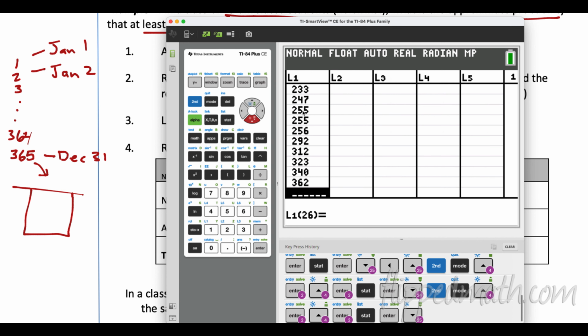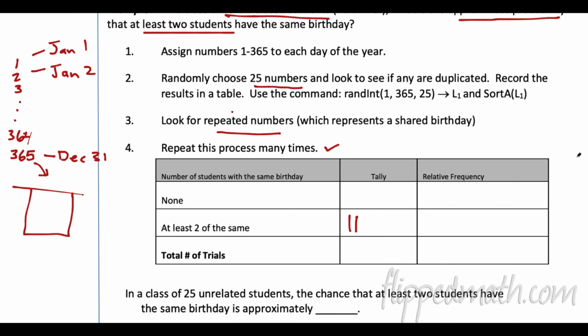But look at this right here. I have another one, 255 and 255. That is crazy. So I'm going to do this 20 times. You do it 20 times. Pause the video. That's going to take some time. And then come back with me and we'll see what results we get.